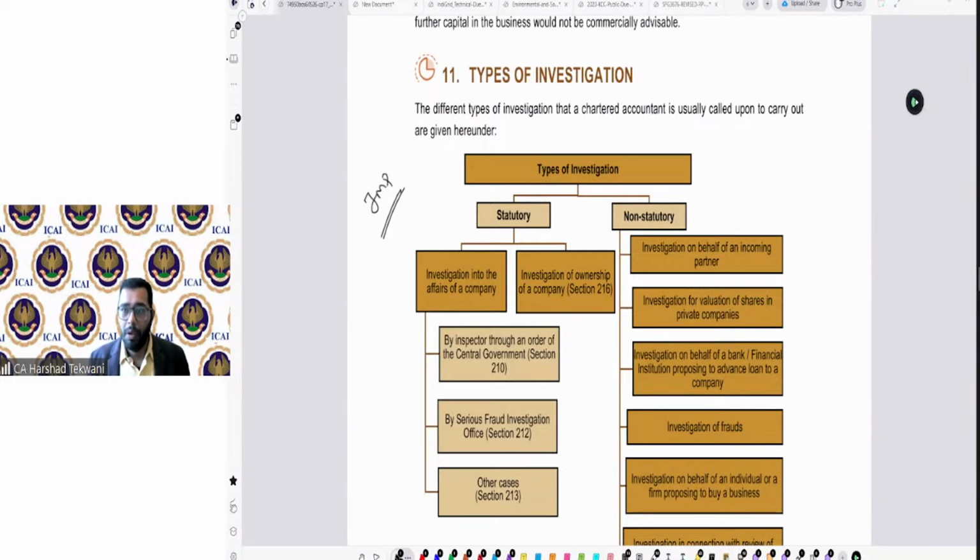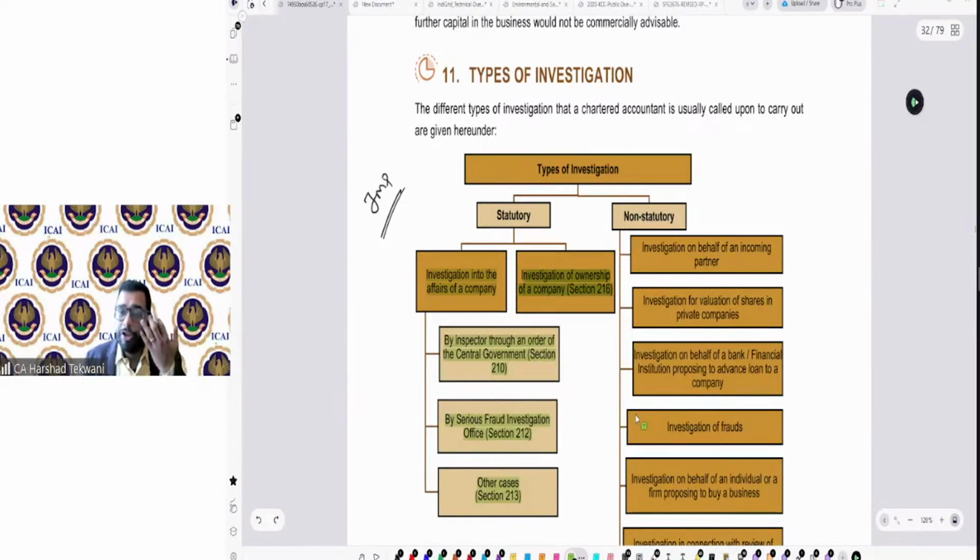Now, what kind of investigation can be done? First, statutory ones. Investigation can either be done with respect to the affairs of the company, or of the ownership of the company. When it comes to affairs of the company, it can be done by an inspector through an order under section 210, by SFIO under section 212, and other cases are there under section 213. And when it comes to the ownership of a company, it can be done under section 216 of the Companies Act.